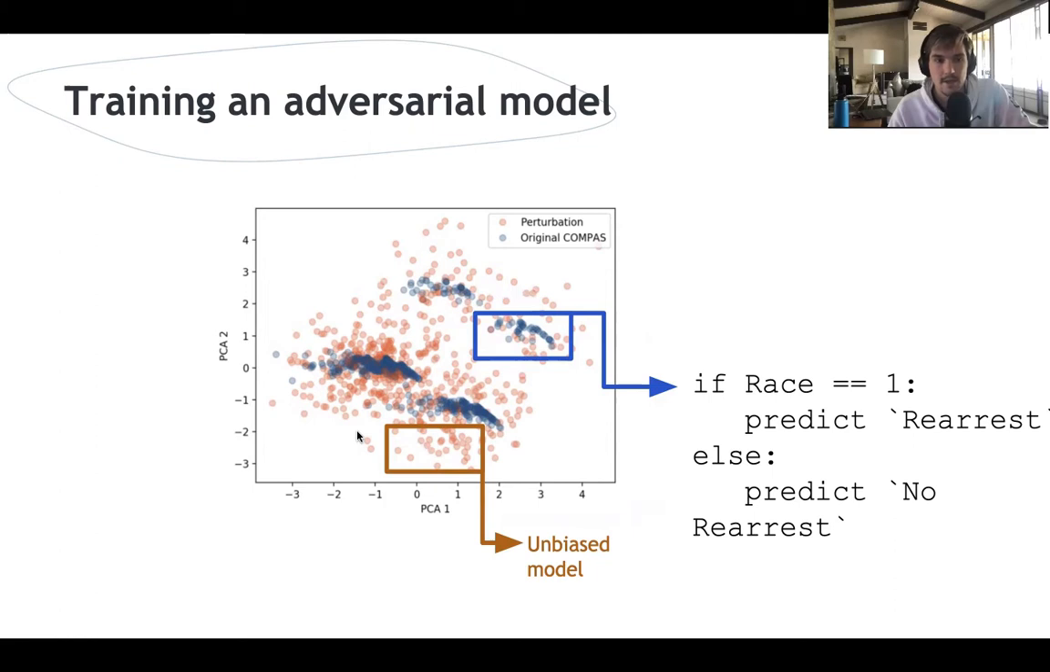So the strategy that an adversary can employ is to construct a model that does one thing on this perturbation data and does another thing on the in-distribution blue data. If they set up their model so that it acts biased on the original COMPAS data points, but unbiased on the out-of-distribution data, LIME will only explain the model behavior on this unbiased out-of-distribution data. So the model will still be biased, but the explanations will not reveal this bias.